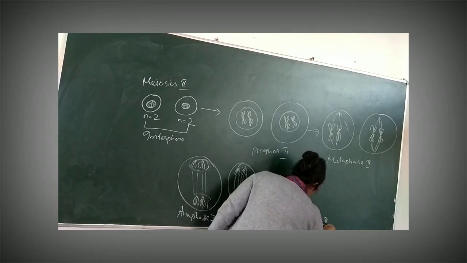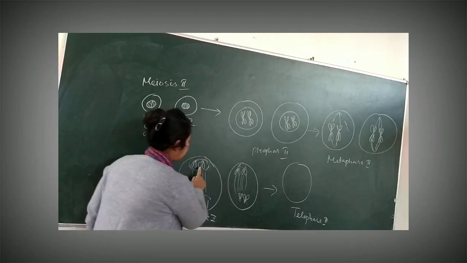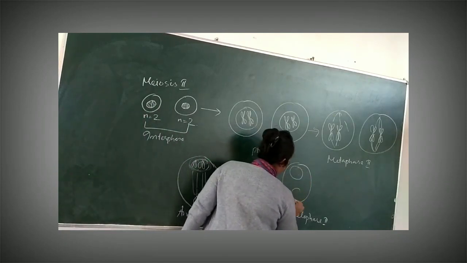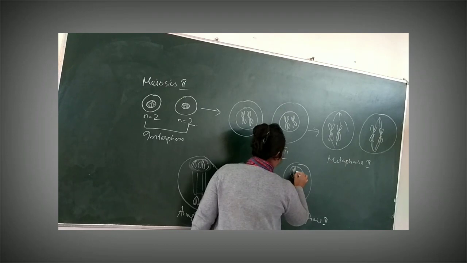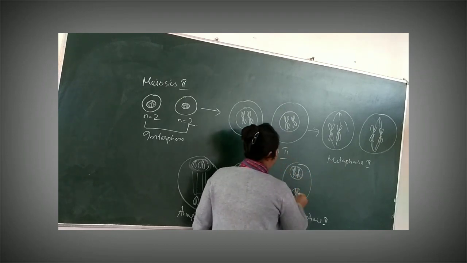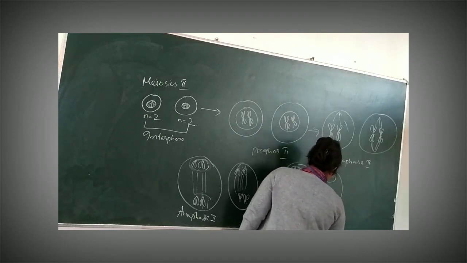telophase 2. So in telophase 2 again, these chromosomes will again get surrounded by the nuclear membrane. Is that okay? So these are the 2 chromosomes here. So now in each of the cells, how many nuclei will be there? 2 nuclei will be there in each of the cells.